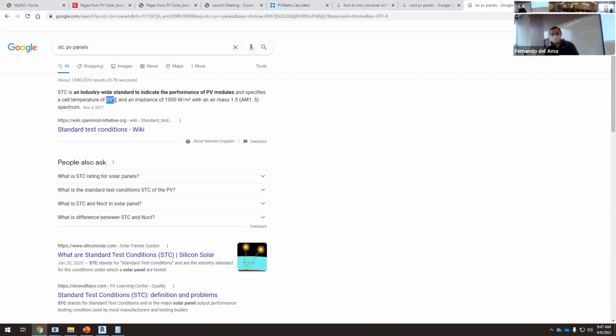In the standard test conditions, the cell temperature is 25 Celsius, which is around 72, 73 Fahrenheit, its comfort temperature. The irradiance is 1000 watts per square meter. And this is the wind speed. So within these standard test conditions, we have three parameters: the outdoor temperature, the solar irradiance, and the wind speed or the wind velocity.